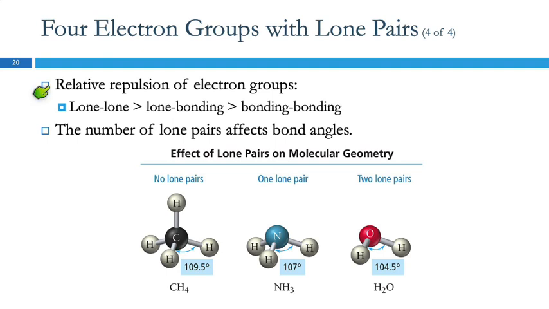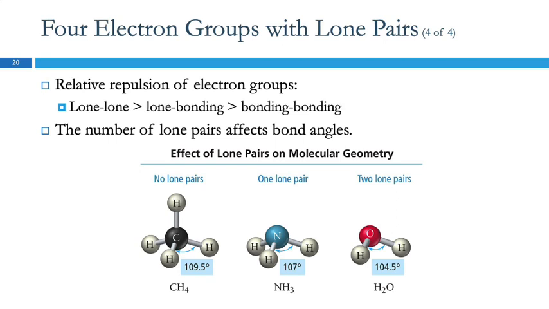So, relative repulsion of electron groups. Lone pairs to other lone pairs is the biggest repulsion. Lone pairs to any bonding pairs is the next biggest. And then bonding pairs to bonding pairs are the smallest repulsion. So the number of lone pairs affects the bond angles. Here we have no lone pairs, 1 lone pair, 2 lone pairs.